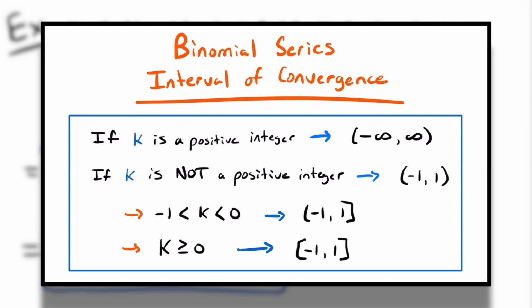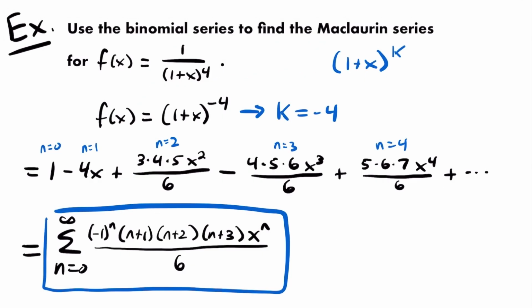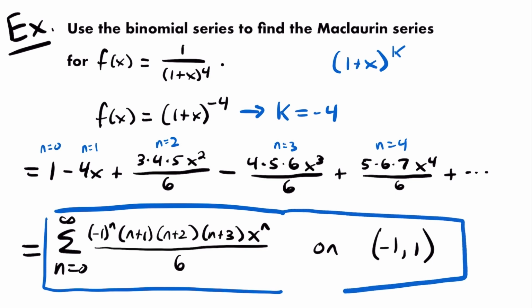And so if we go back to our example, in this case our value of k is -4, and so that is not a positive integer. So we know that our interval of convergence will be from -1 to 1, not including the endpoints, because -4 is not greater than 0, and -4 is not between -1 and 0. All right, so this Maclaurin series that we found for our function represents that function for the values of x between -1 and 1.